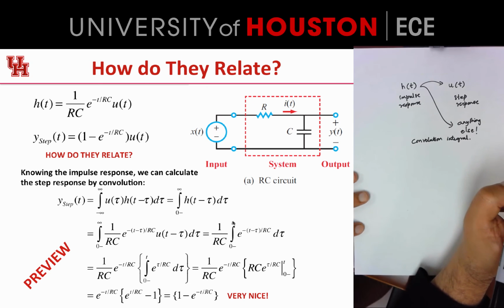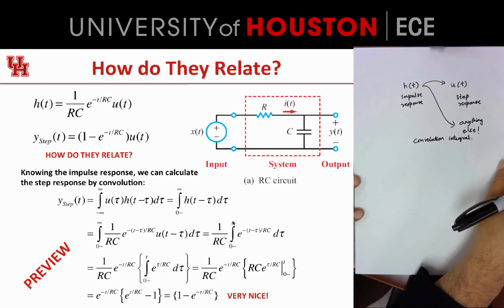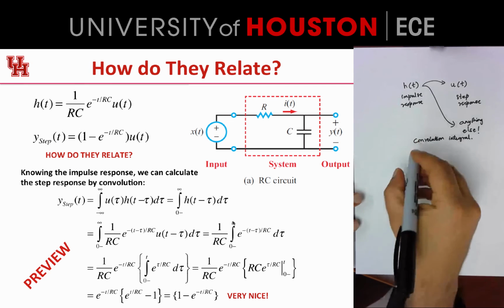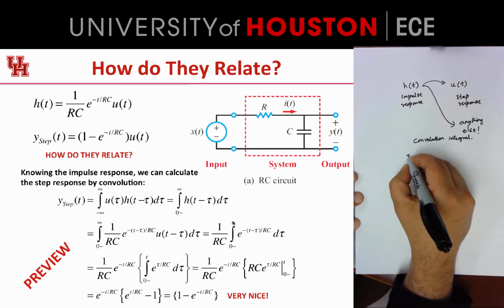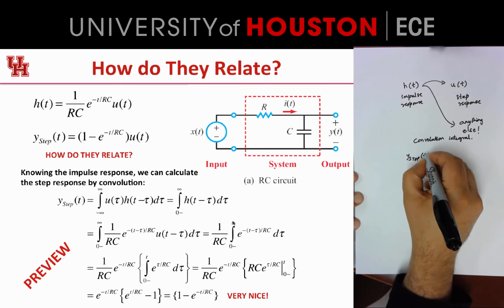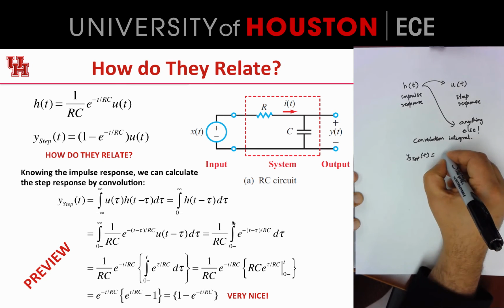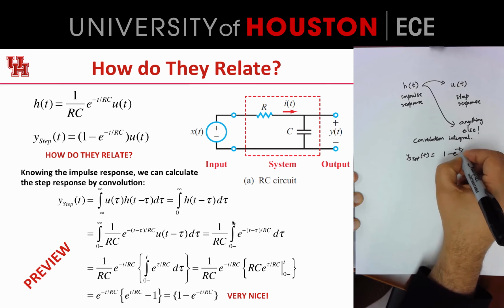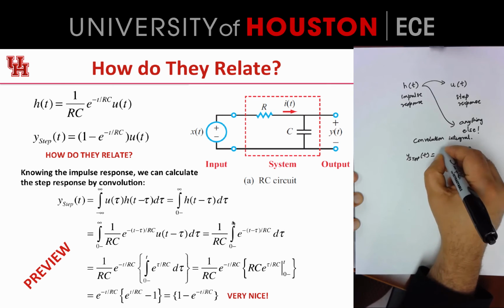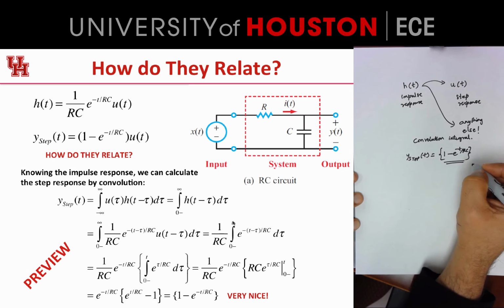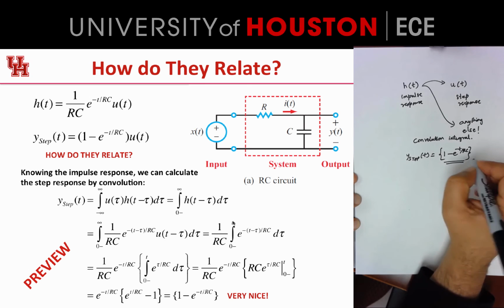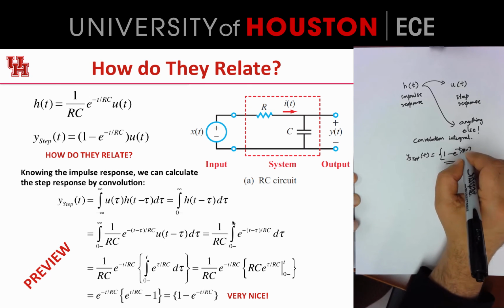And what you see on the left is the convolution integral in action. So we're going to talk about the convolution integral in the next lecture. But for now, I just want you to pay attention to the final result. If you look at the bottom line, at the y step of t at the bottom right, it turns out to be 1 minus e to the minus t over RC. Exactly what we expect. So we're going to talk more about the convolution next time.